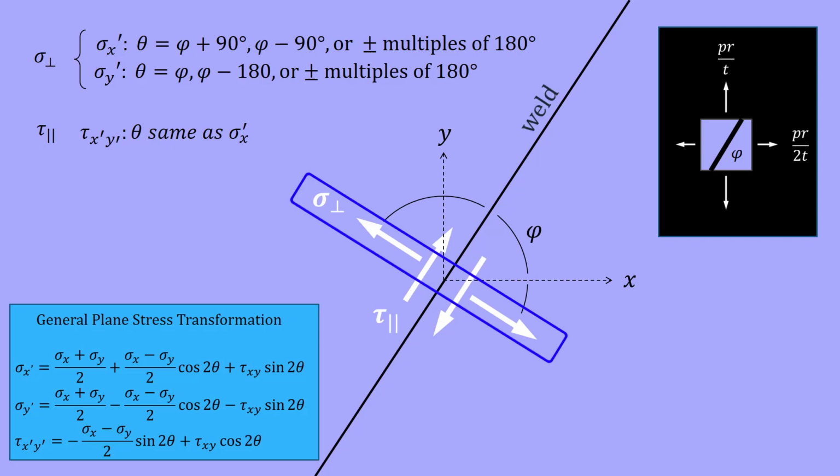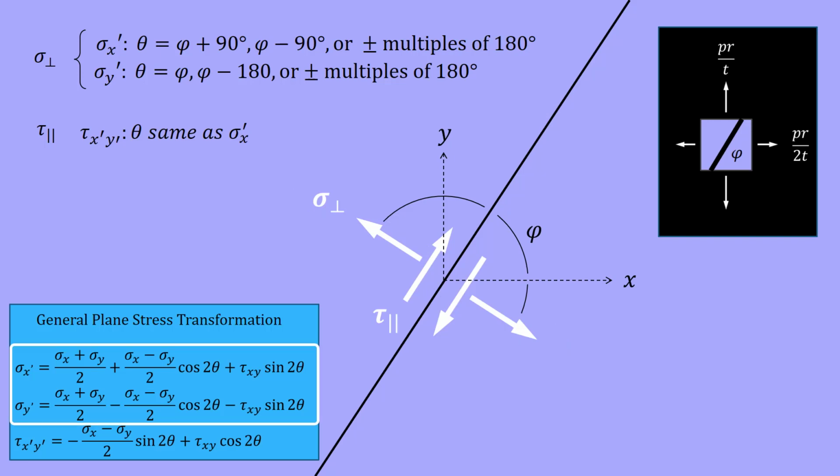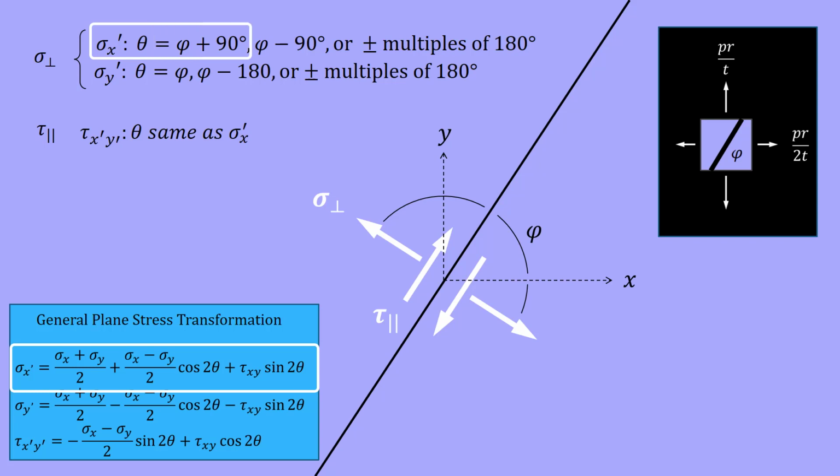The normal stress on the weld acts perpendicular to the weld plane. I can use either the sigma x prime or the sigma y prime equations to find the stress. However, the angle theta changes depending on the equation I use. If I use the sigma x prime equation, I need to take theta measured from the x-axis of my original element. Here, this would be the angle phi plus an additional 90 degrees.